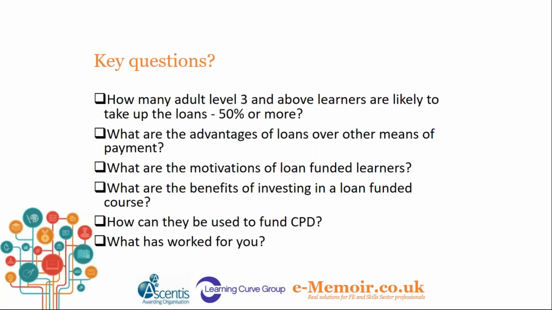And I can see that one or two of you are saying, absolutely clear, yes, we're trying to do this. Because what we've got to do is make sure that we have already identified where the potential markets are and who's likely to want to undertake a level three and above program. We should have some data that says there'll be a fair number of people there who will need to take out a loan, who won't be in a position to take advantage of a statutory entitlement, or who will be able to pay us full cost. In which case, it's got to be clear what the advantages of the loans are over other means of payment.